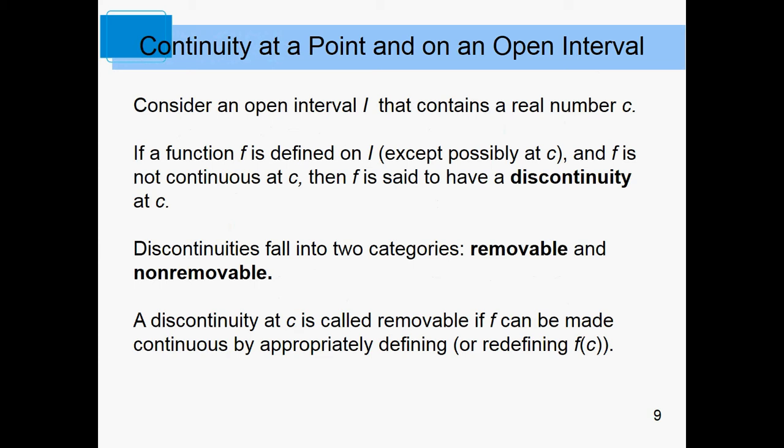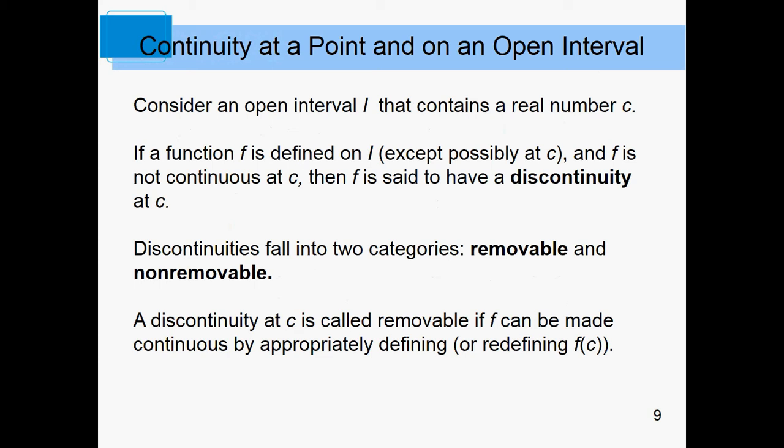So if a function is defined on this interval, except possibly at that value of C, and F is not continuous at C, then it's said to have a discontinuity there. Okay? Discontinuities fall into two categories. We've talked a little bit about these, removable and non-removable.